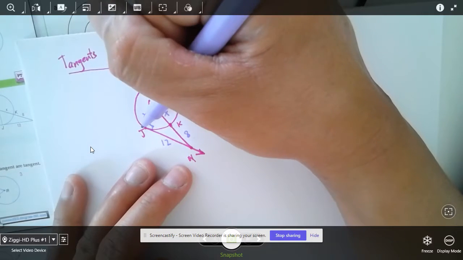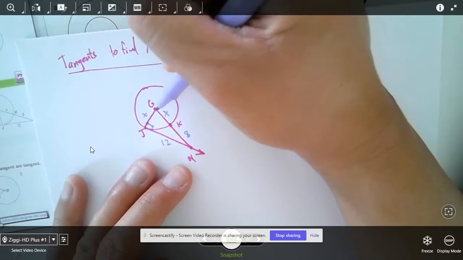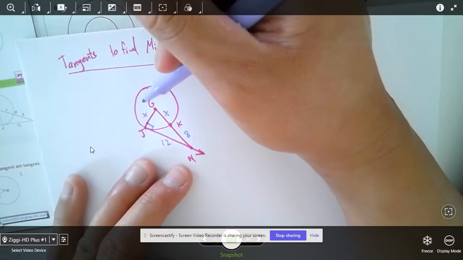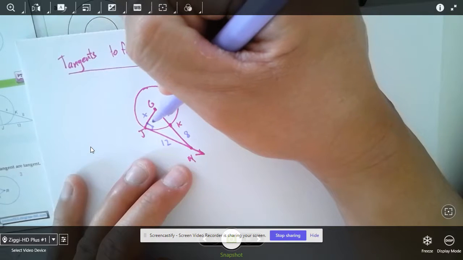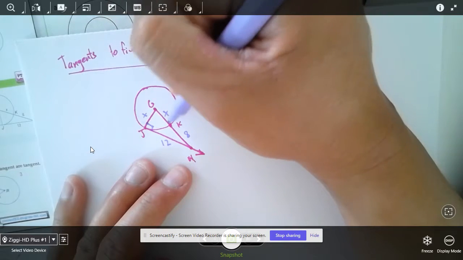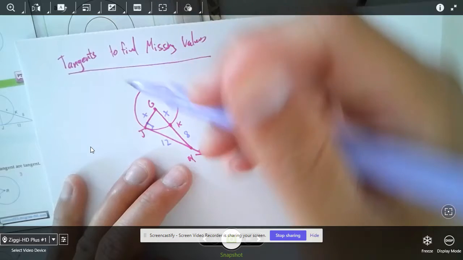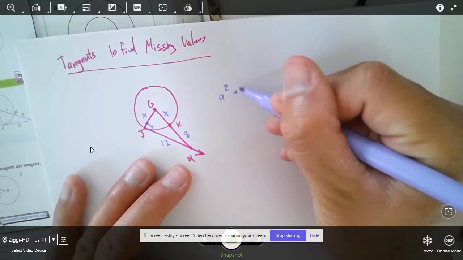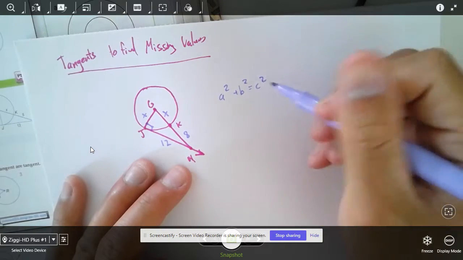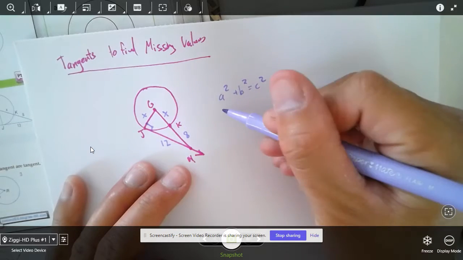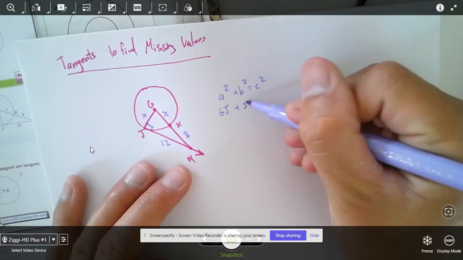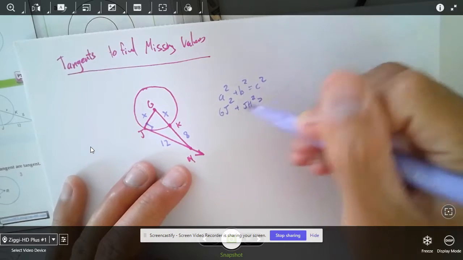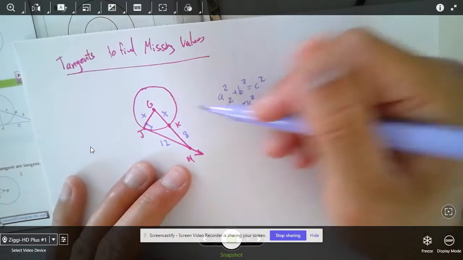Okay, so if this is tangent, it makes a 90-degree angle with the radius. So the only way we can prove that is if we can prove this is a 90-degree angle. This is really tough though, because we find there's x here and there's x here. So we just have to know the Pythagorean theorem, which is a squared plus b squared equals c squared. In this case, GJ squared plus JH squared is equal to c squared, which is GH squared.